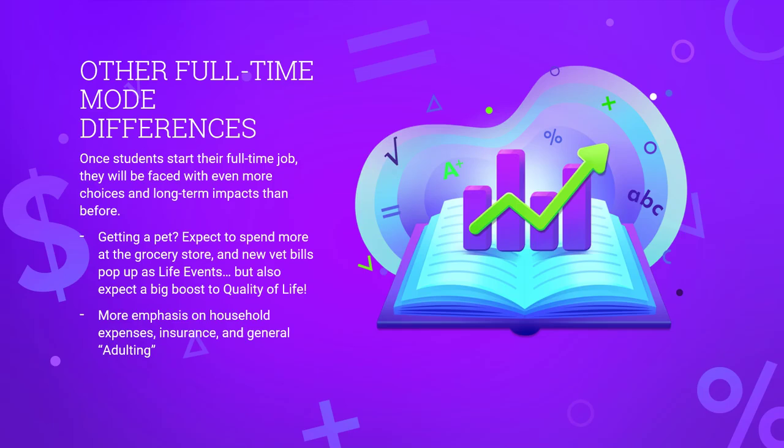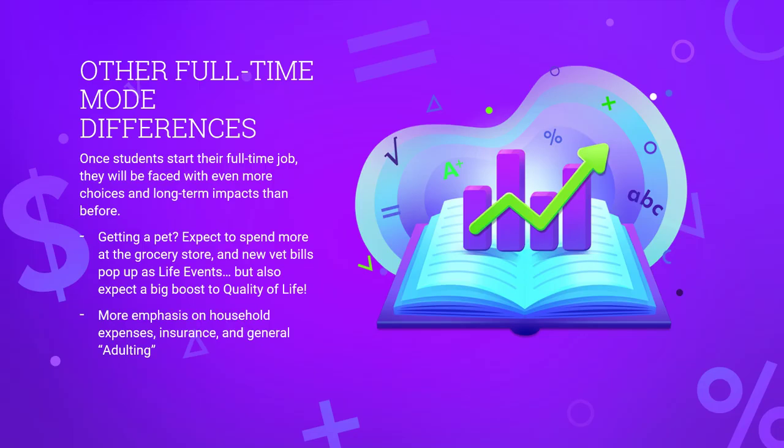Other differences to highlight to your class is that when they're in full-time mode, they're going to be faced with even more challenges with even bigger impacts. Soon after they get a full-time job, they're going to have an opportunity to get a pet, a cat or a dog. If they get a pet, they're going to get a bunch of new bills. Their grocery store bill is going to go up a little bit to cover the pet expenses, and they're also going to have the opportunity to get vet bills as part of their life events. But because they have a pet, they also get a big boost to their quality of life, so there are costs and benefits of each option.